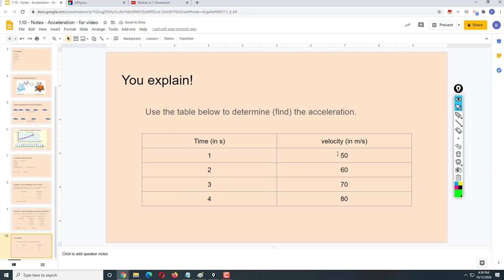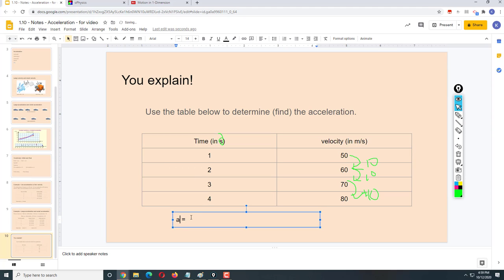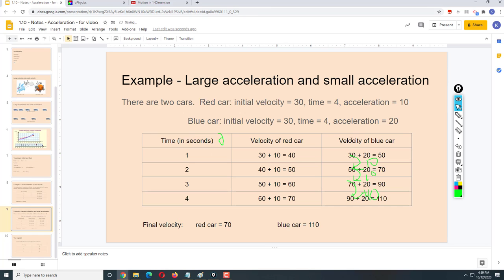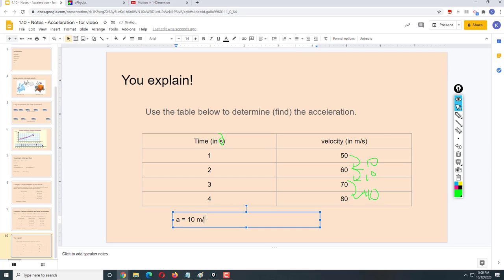Finally, if the velocity is going up like this, that means it's going up by 10 every second. It's going up by 10, going up by 10. That means that the acceleration has to be 10. And here we have meters per second. So it goes up by 10 meters per second every second, right here, which is also equal to 10 meters per second squared. Okay, that's it.